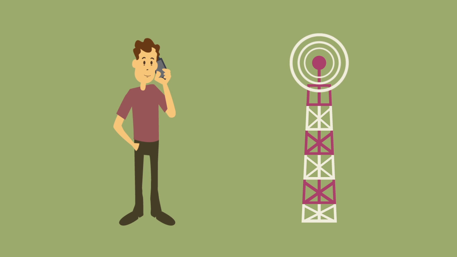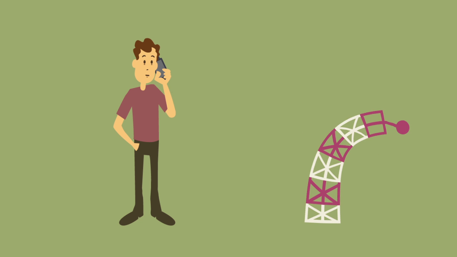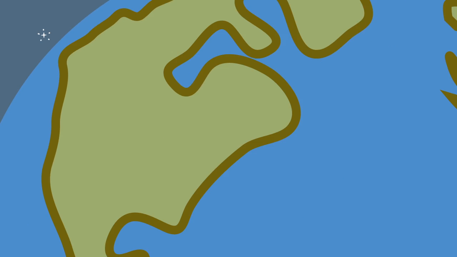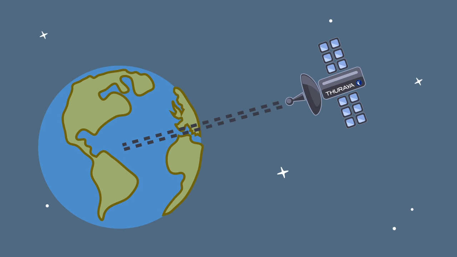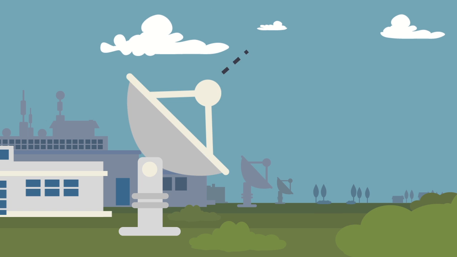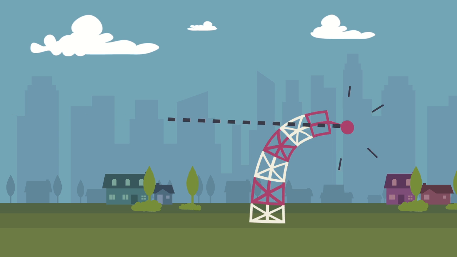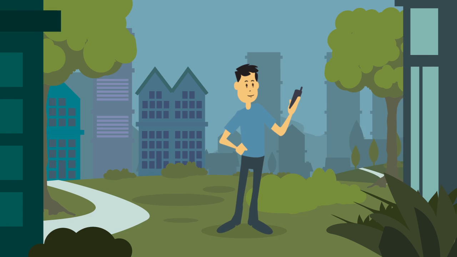Unlike mobile phones, satellite phones do not rely on terrestrial or GSM networks to keep you connected. Satellite phones send a signal up to the satellite and then back again to Thuraya's ground station, where it's routed through terrestrial networks to the person or destination you're trying to reach.